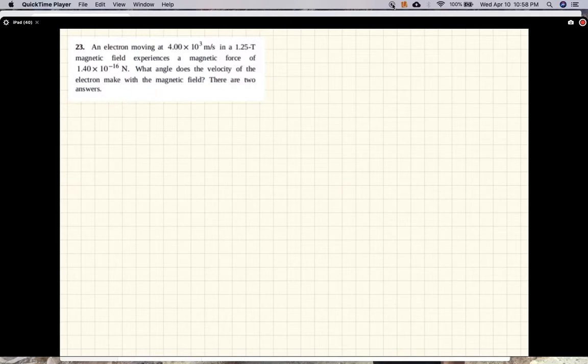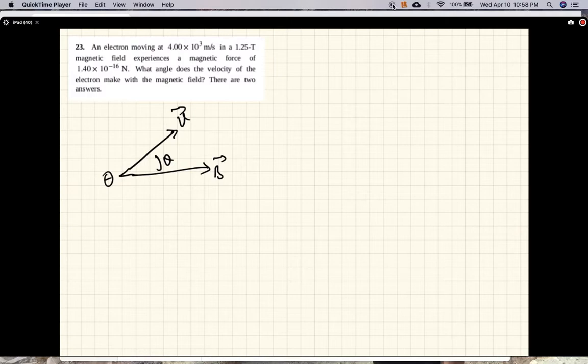Okay, let's figure this out. They give us the magnitude of the magnetic force as 1.4 times 10 to the minus 16 newtons. Let's say the velocity is like that, and there's the magnetic field, and there's the angle between them. We are being told that there are two possible angles, so theta can have two values. By the way, this is an electron and it's negatively charged.